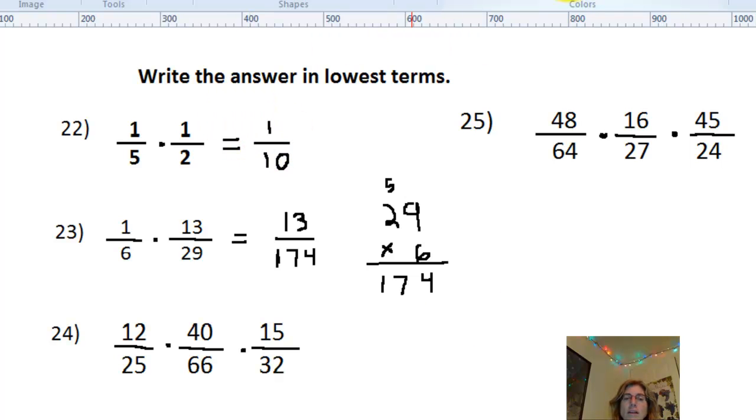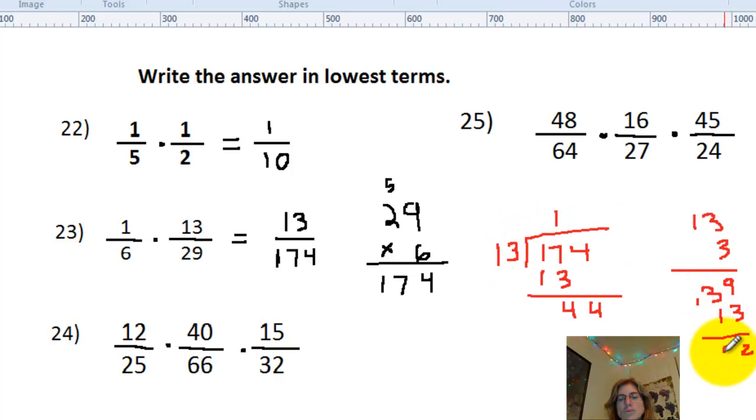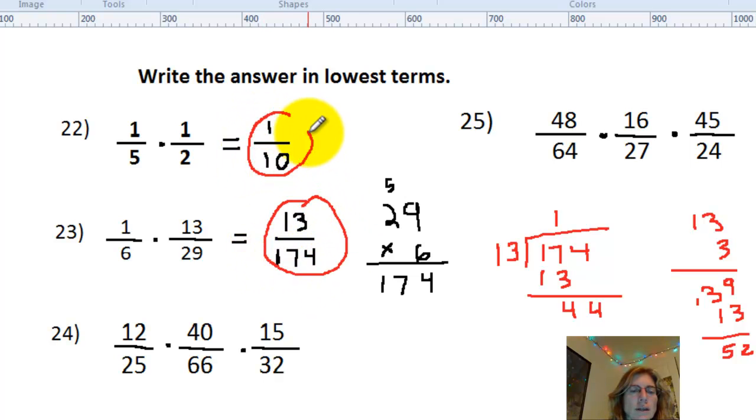So let's look at that. Let's see, does 13 go into 174? We'll do it on the side here. That would be 52. So we can't, that is already reduced. So that's the answer here. Let's circle our answers in red. Okay, and I'm going to clear my scrap.